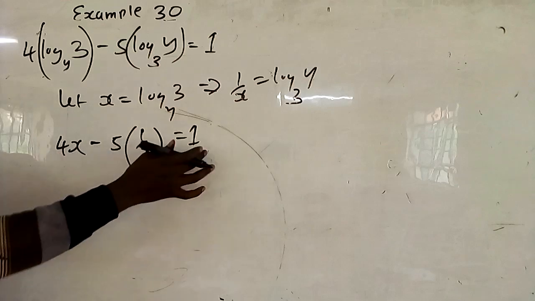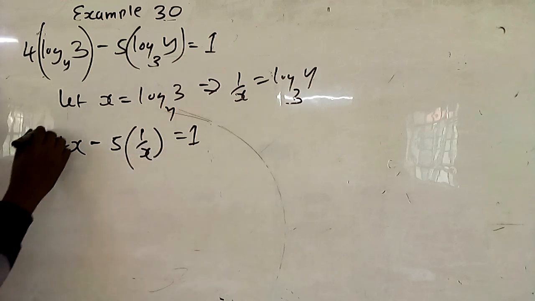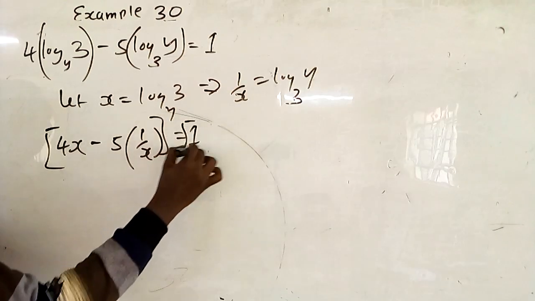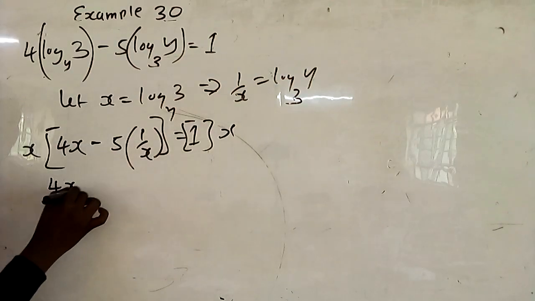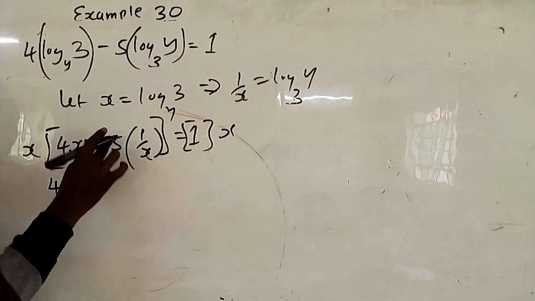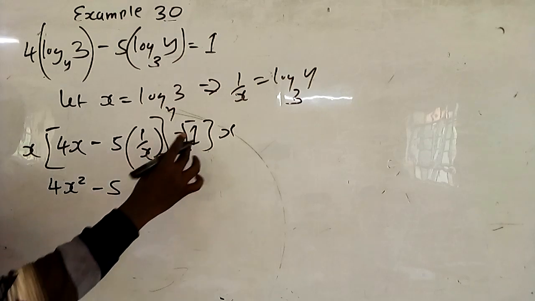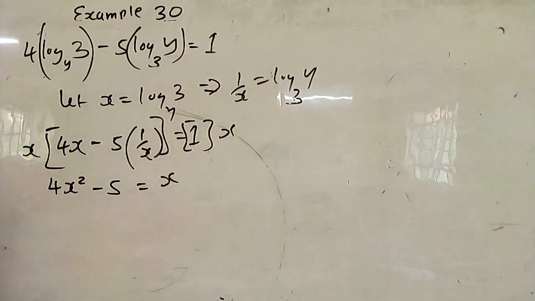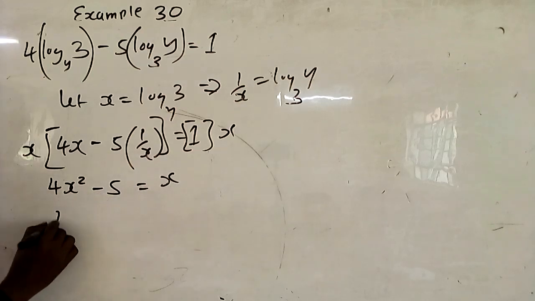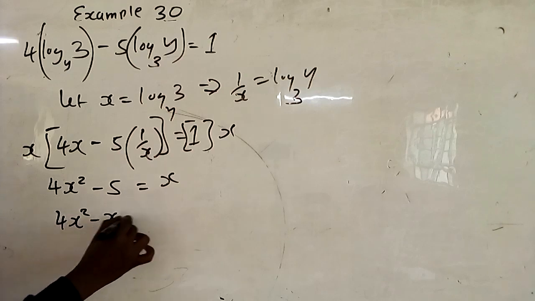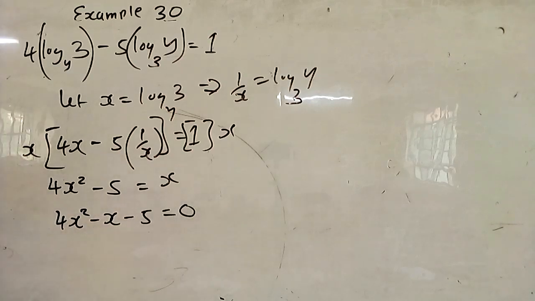So you multiply both sides of the equation by x to get rid of this denominator. What do you get? x times 4x is 4x squared, x times 1 over x is 1, minus 5 times x is just x, isn't it? Are we together there? So after that, you bring x to this side, so you have 4x squared minus x minus 5 equals 0.